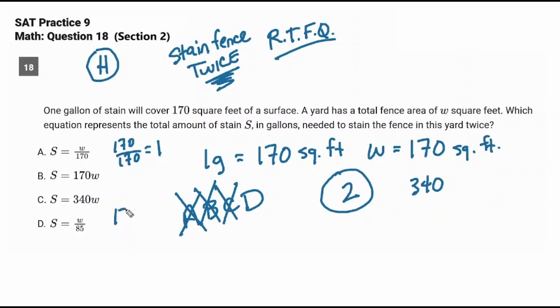W, 170 over 85. Time to get out our calculators. What do you know? It's 2. And so the answer is D. You can get this right so fast if you plug in. Be sure you're right and move on.